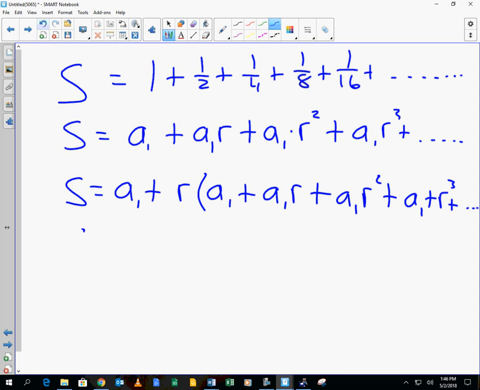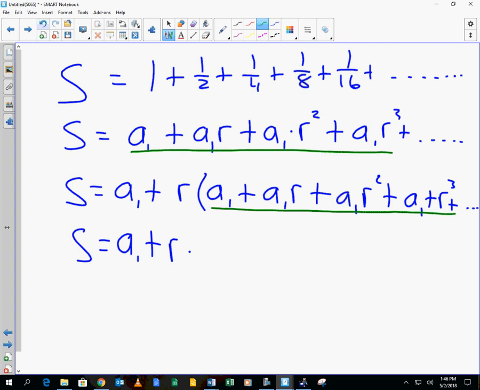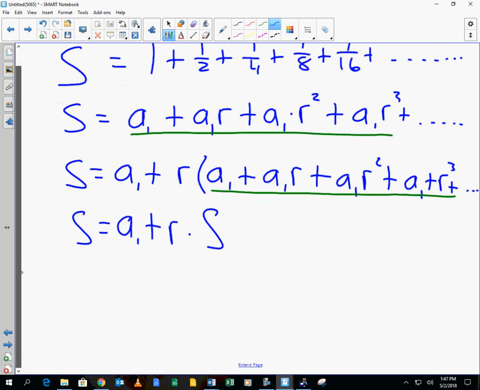So this is the trick, and we'll see if you can see it. Not everybody can, but some people can see it. I have a sub 1 plus R times a sub 1 plus a sub 1r plus a sub 1r squared plus a sub 1r cubed. Isn't this thing that I have right here the exact same as what I have sitting right here? And what is it equal to? It's equal to S. Isn't this thing right here the same as this thing right here? And so I can replace all that with just S.